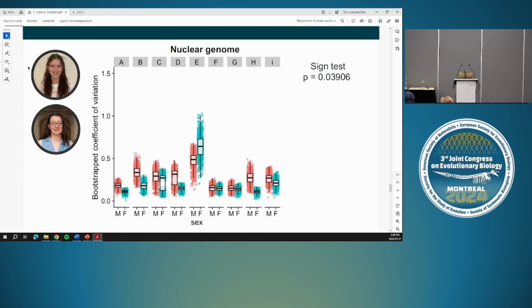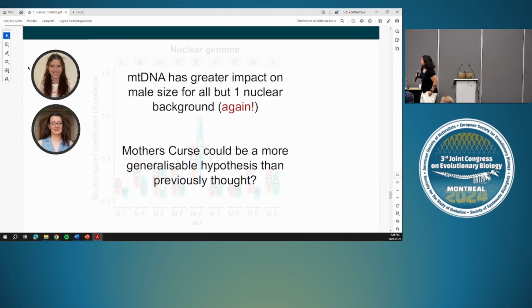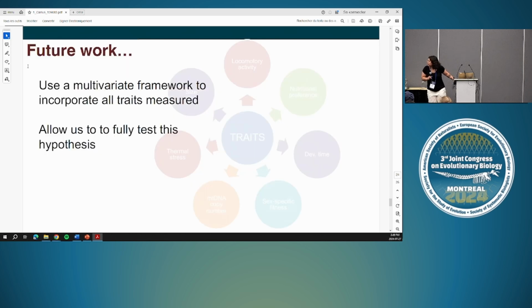Oh, it's a bit blurry, so I'm really sorry. So we bootstrapped the mitochondrial coefficients of variation. And again, here we see that across most of the nuclear genomes that we measured, the male mitochondrial coefficient of variation is greater than the female, except, again, for this pesky E genotype that we have to look at a bit more in depth. So it's not pervasive, but we see some signatures of mother's curse. So the mtDNA has a greater impact on male size for all but one nuclear genome. So maybe mother's curse is kind of real, which makes me happy. I'm not betting on it yet, but we're getting some strong evidence.